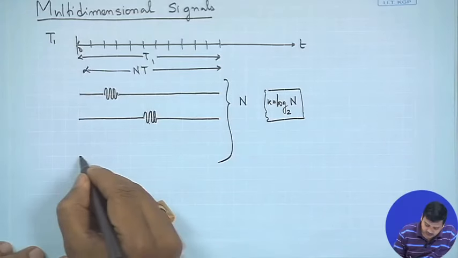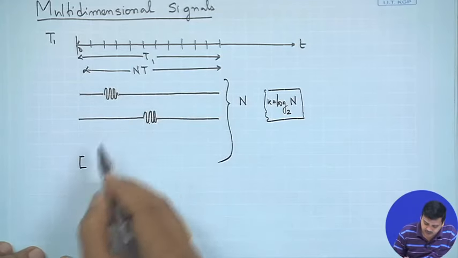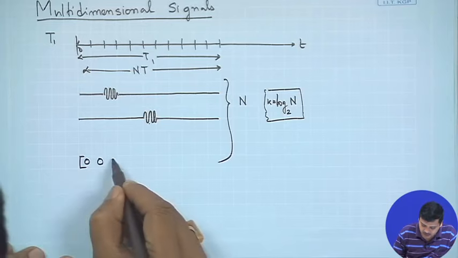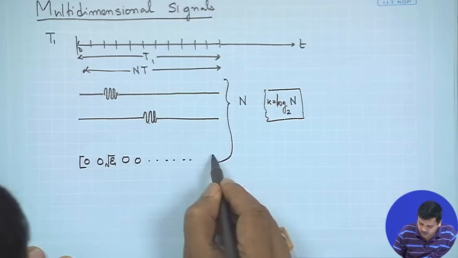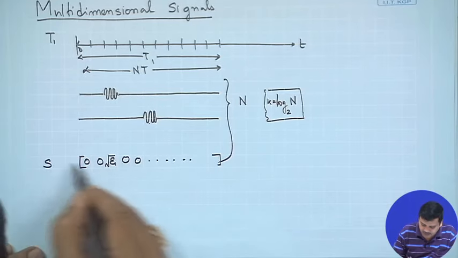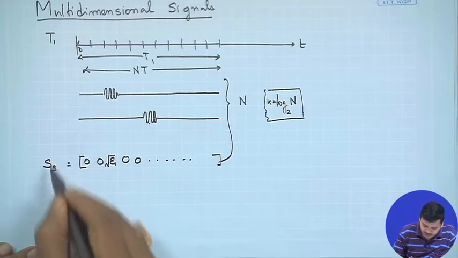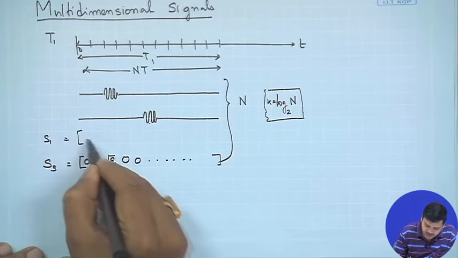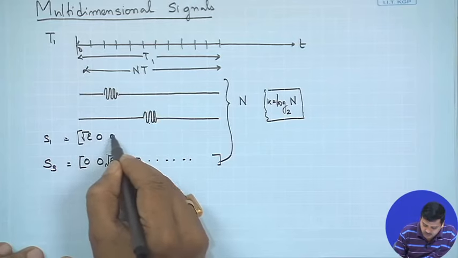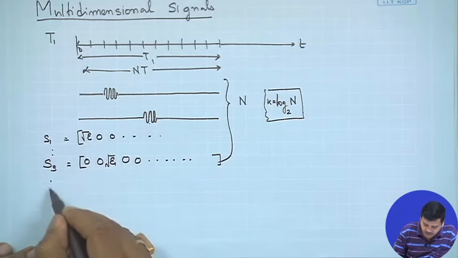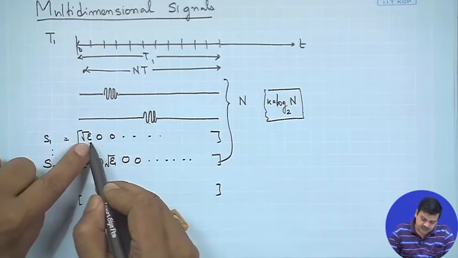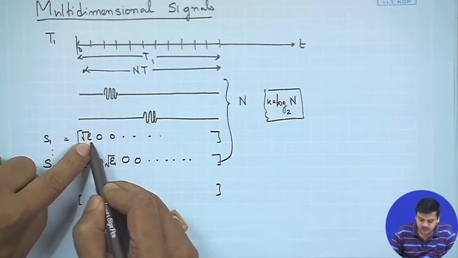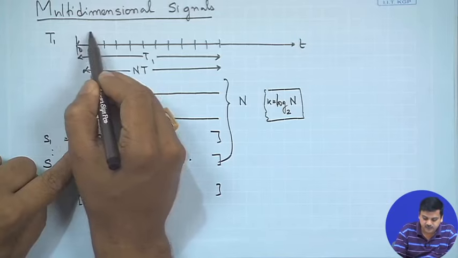So, the signal that we could represent in this case would be of the form, let us say in this particular case, 0 0, let us say some energy E 0 0, dot dot dot, up to here. Let us say this is my signal number S3, then I could have S1 represented as square root of E 0 0 and so on. So, these could be my signals, where you can see this is the component of the signal on the basis vector, which is this one.